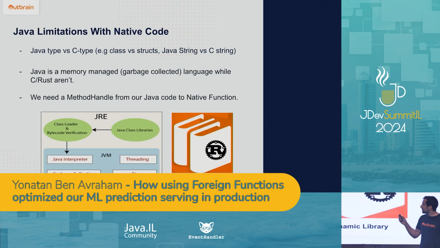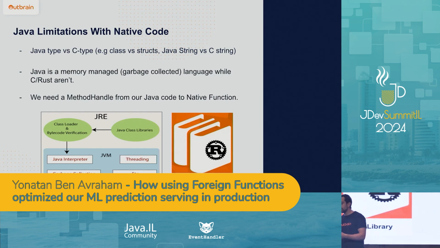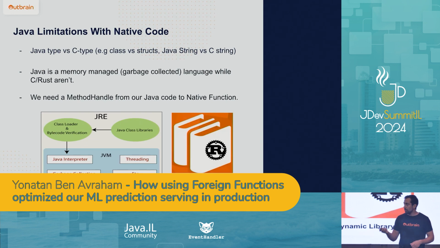Besides that, Java is memory managed, whereas other low-level languages like C and Rust are not, which means that the garbage collector can take the data we allocated for the native code and move it around or even delete it before our native library gets a chance to use that data. And the last problem we have is that we need a way to load this library into our application memory and to invoke functions out of this library.